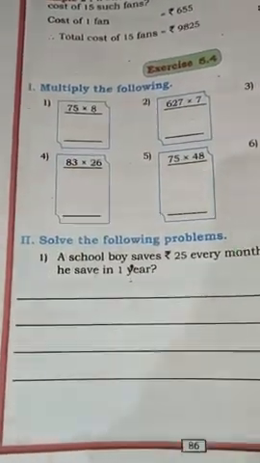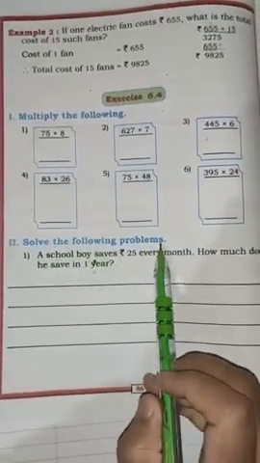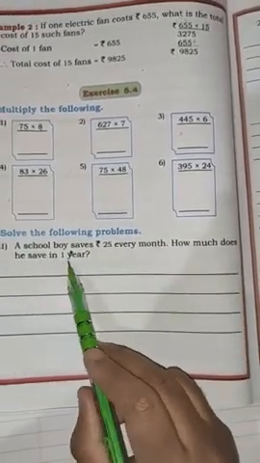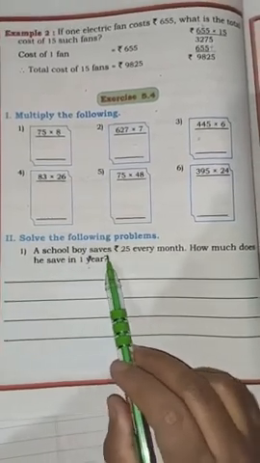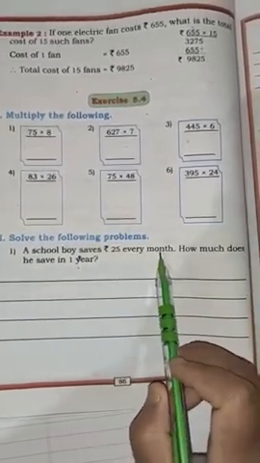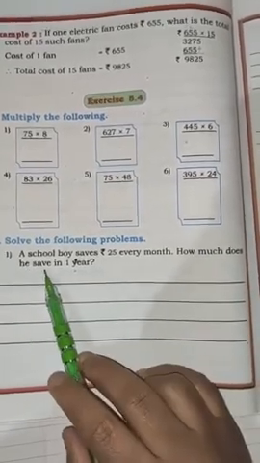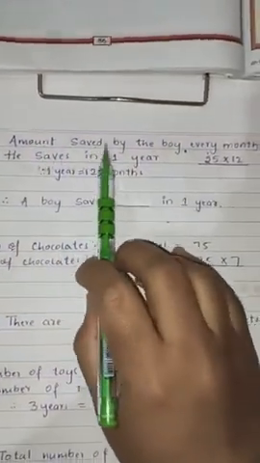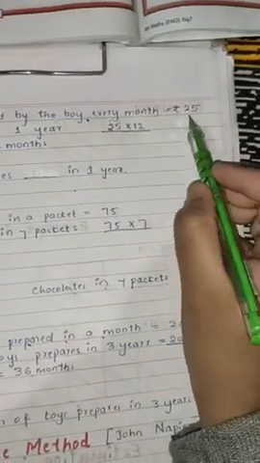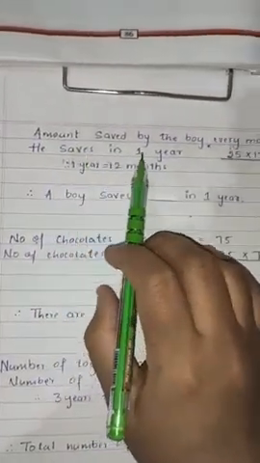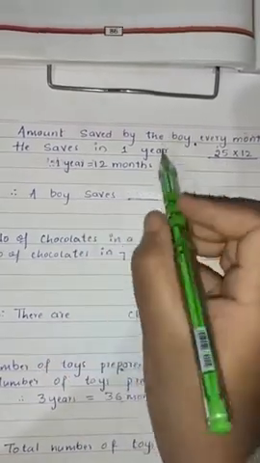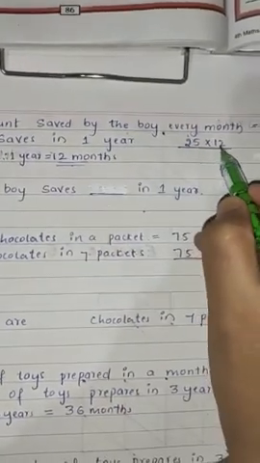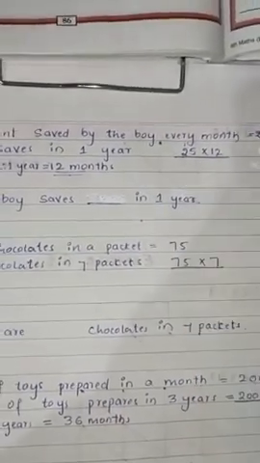Come to the second main. Solve the following problems. A schoolboy saves rupees 25 every month. How much does he save in 1 year? So a schoolboy has saved rupees 25 every month. Now we have to calculate how much he saved in 1 year. See here, amount saved by the boy every month is rupees 25. Now, he saves in 1 year. This 1 year is equal to 12 months, right? So now we'll multiply this 12 to the 25.